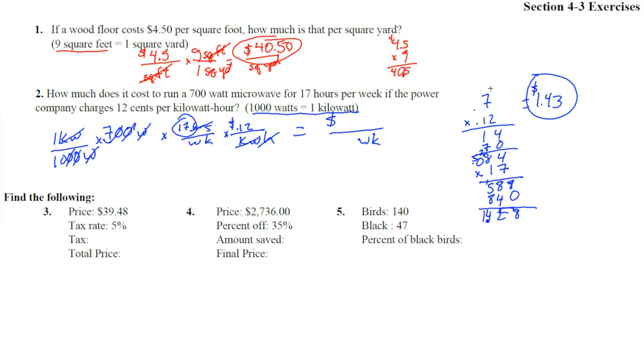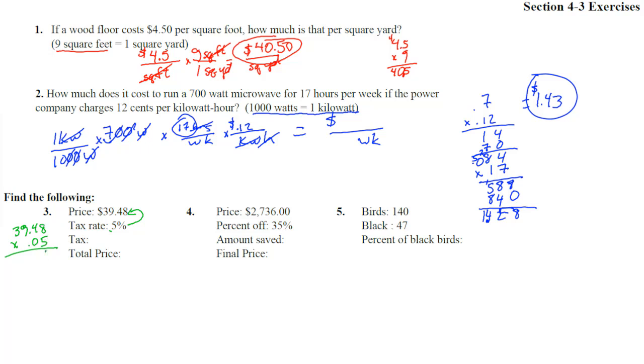Okay, number 3. We have a price here, $39.48, and the tax rate is 5%. So we're going to take 5% of that. So 39.48 times not 0.5, 0.05. That's important that we're taking the 5%, not 50%. We have to move it 1, 2, and that gives us a 0.05.